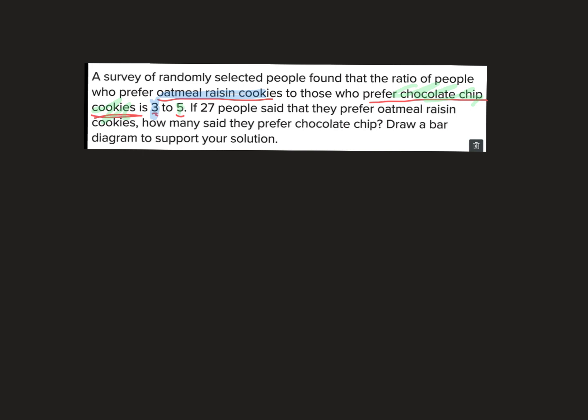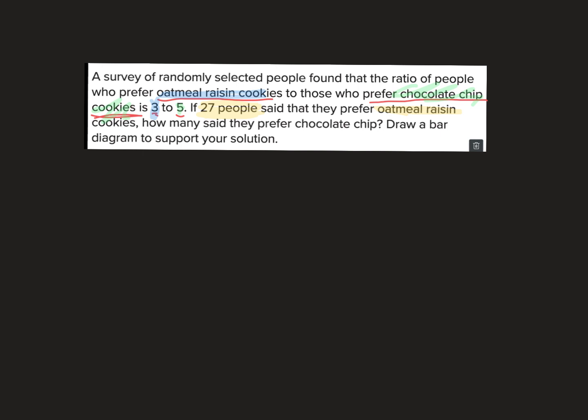All right, now they went around and asked 27 people. If it follows that same ratio, how many of them are going to like the chocolate chip? Because if 27 of them say they prefer oatmeal raisin, then how many like chocolate chip?